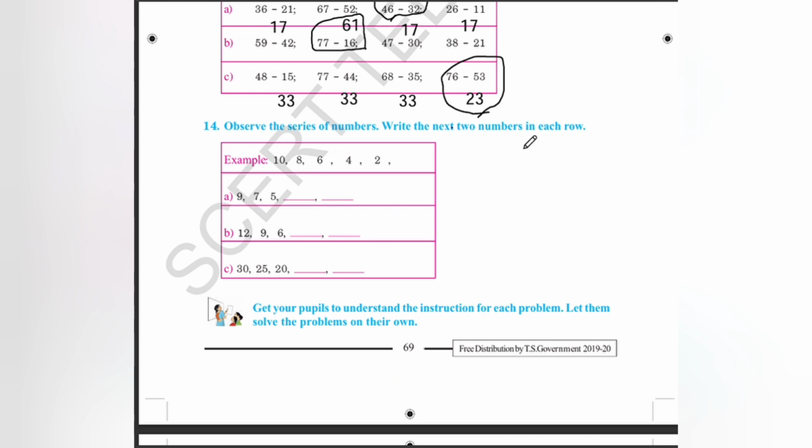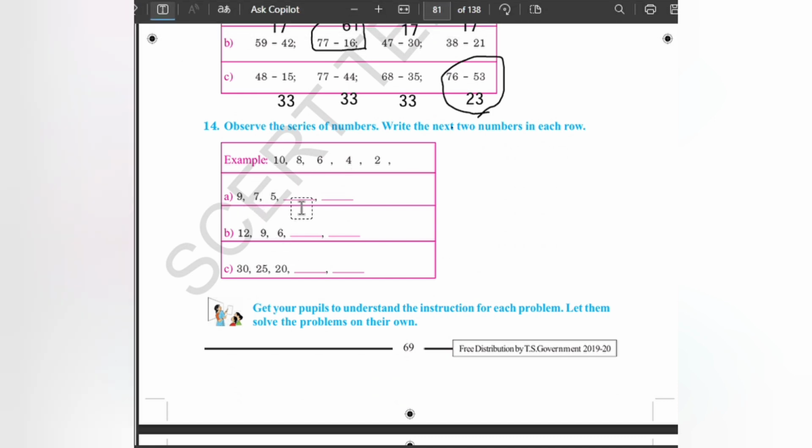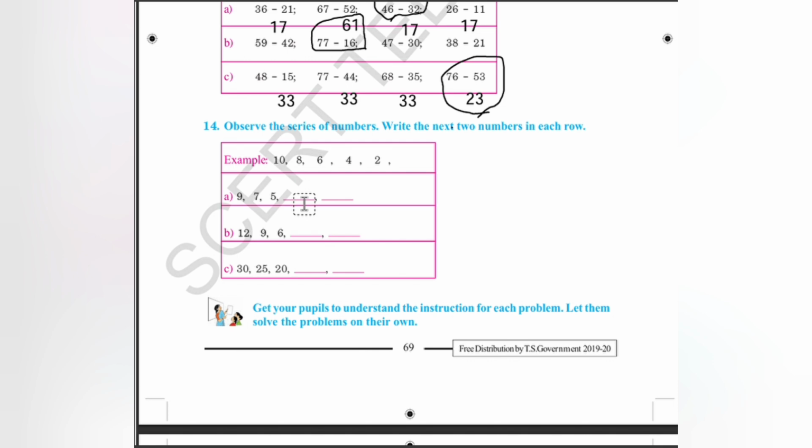Observe the series of numbers. Write the next two numbers in each row. 10, 8, 6, 4 and 2. Okay. 9, 7, 5. So here 3, here 1. 12, 9, 6, 3, 0. 30, 25, 20, 15, 10.